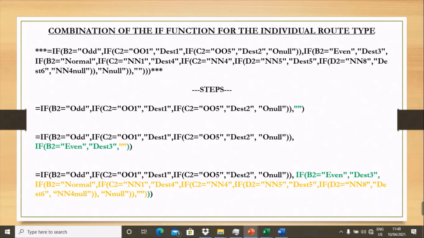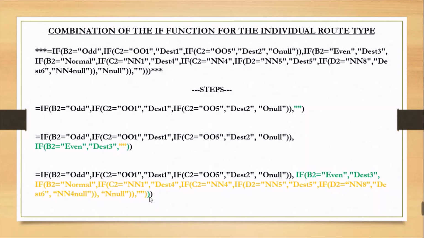But we don't want blank. We want to check the third option, which is the normal route type. So we'll replace this blank here with the normal route type function, and at the end of the normal route type if function, we have the blank. So automatically they all have blank as their default value, should in case none of the route type present on the dashboard was selected. You can see the 3 closing brackets for the individual if functions for the route type.